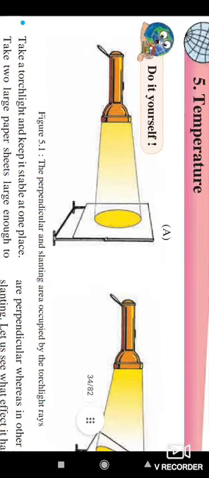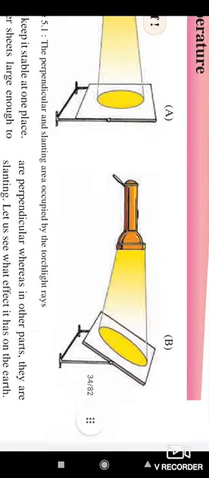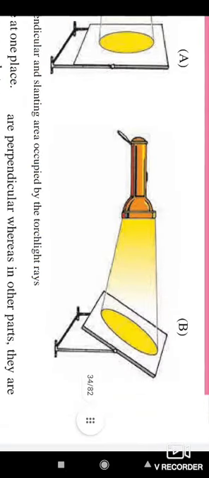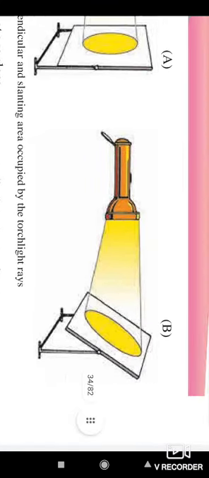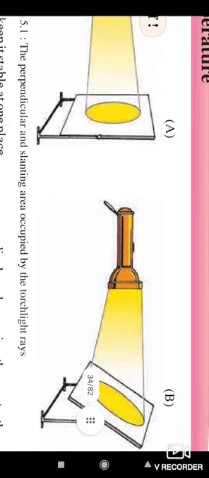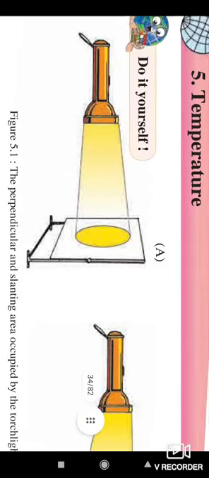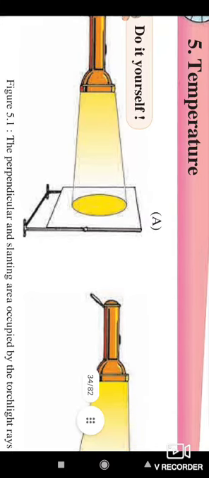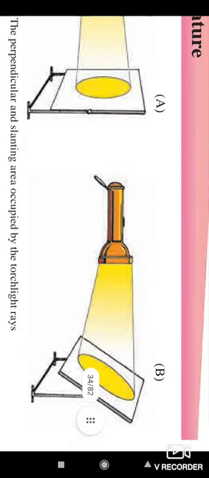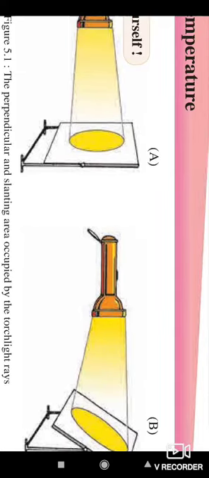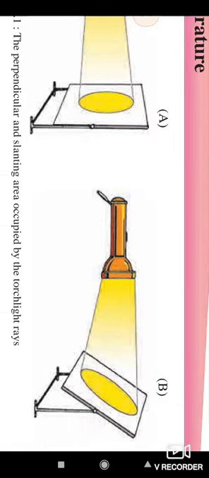In picture A the light is perpendicular to the paper, and in picture B the paper is slanting, at 120 degrees. So here we have to find out the difference between picture A and picture B. In picture A, the area covered by the battery light is small, while in picture B it covers a larger area than picture A. It is due to the slanting of the paper. It is 120 degrees.